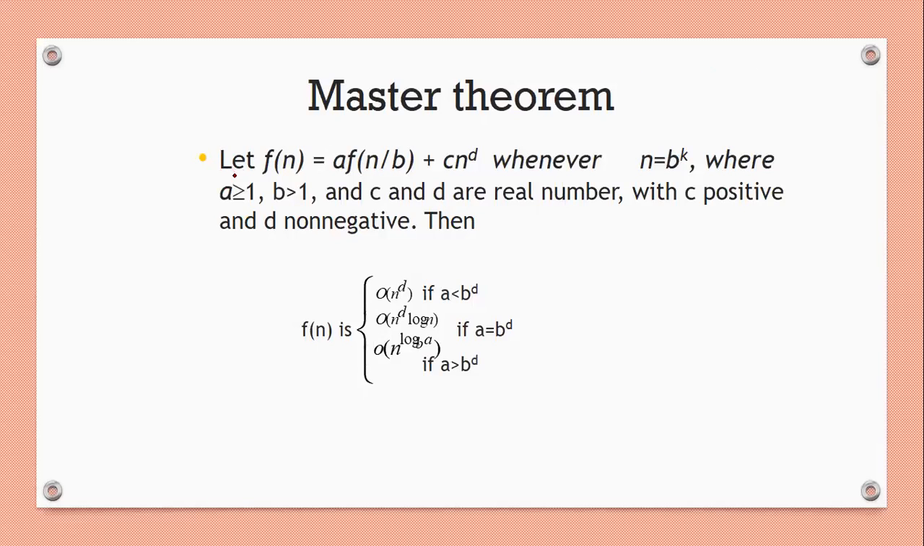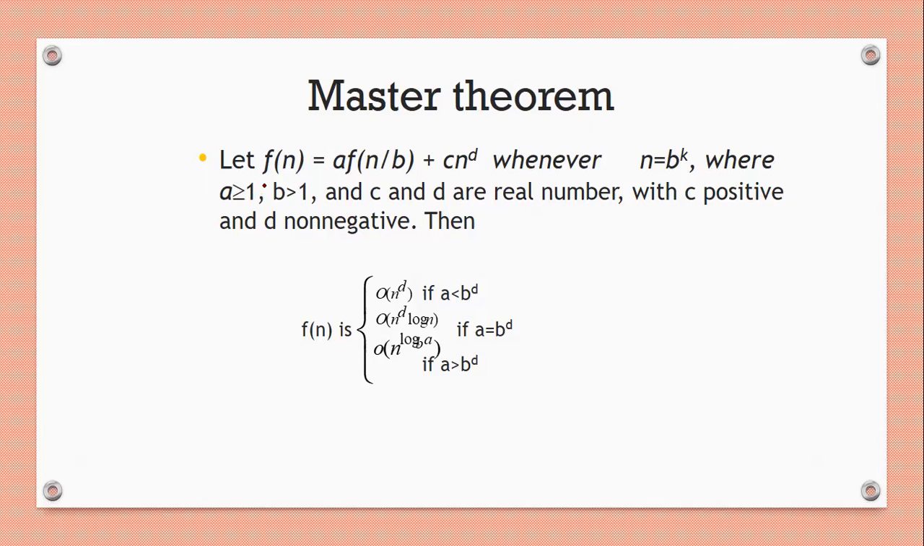The master theorem is simply: let f of n be equal to a into f of n by b plus c into n power d, an increasing function which is a recurrence relation, and specially this holds whenever n is equal to b power k. The master theorem is more general, and it has theorem 1 as a special case. This theorem is very important because it is useful in analyzing the complexity of many important divide and conquer algorithms.